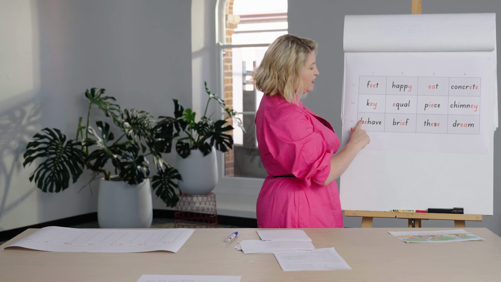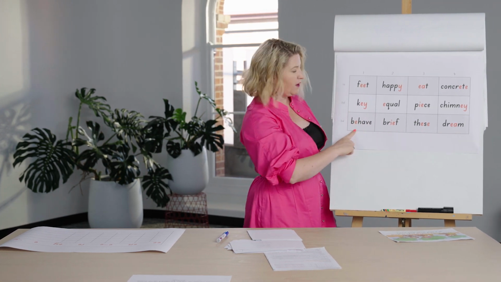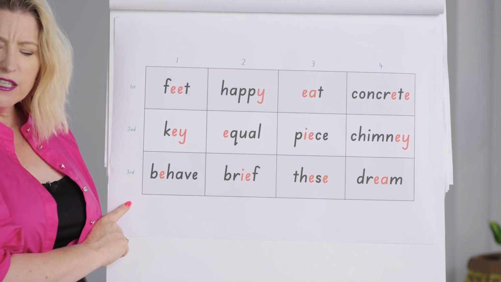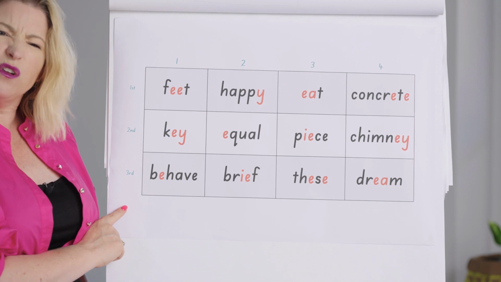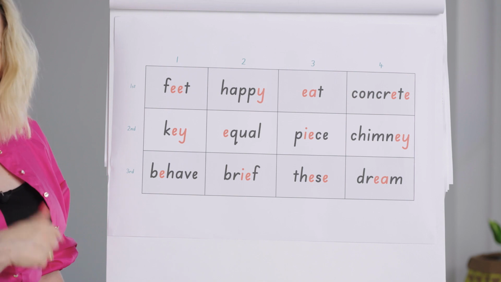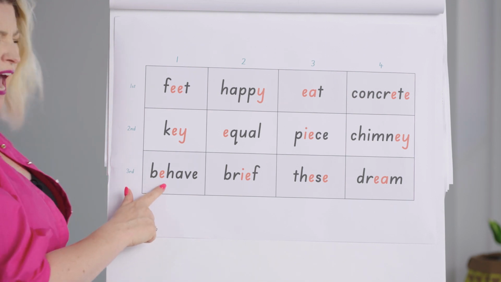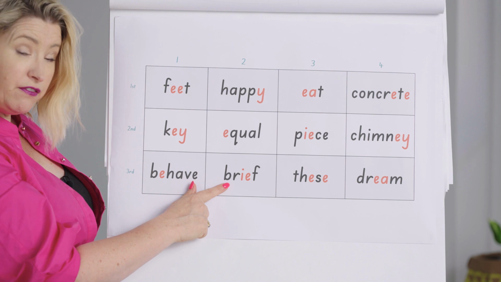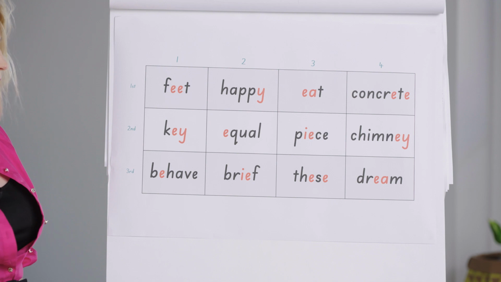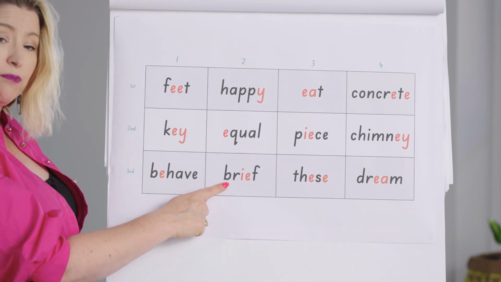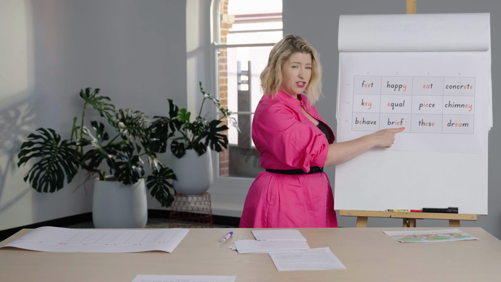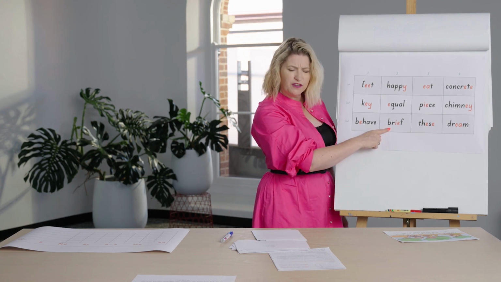Next one. In the third row, this one's a little bit trickier. In the third row, can you find an adjective which means not very long? If something is not very long, it doesn't happen for very long. Is it behave? Is it brief? Is it these? Is it dream? I think the one that makes the most sense is brief. Brief means short. If it's brief, it's short. It doesn't happen for very long. There we go, brief. Did you get that one? That is a tricky one. Good job if you did.